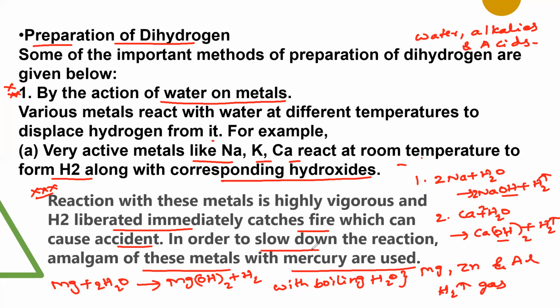So first reaction, preparation of hydrogen by the action of water on metals. Various metals react with water at different temperatures to displace hydrogen from it. For example, very active metals like sodium, potassium, calcium react at room temperature to form hydrogen gas along with corresponding hydroxides.